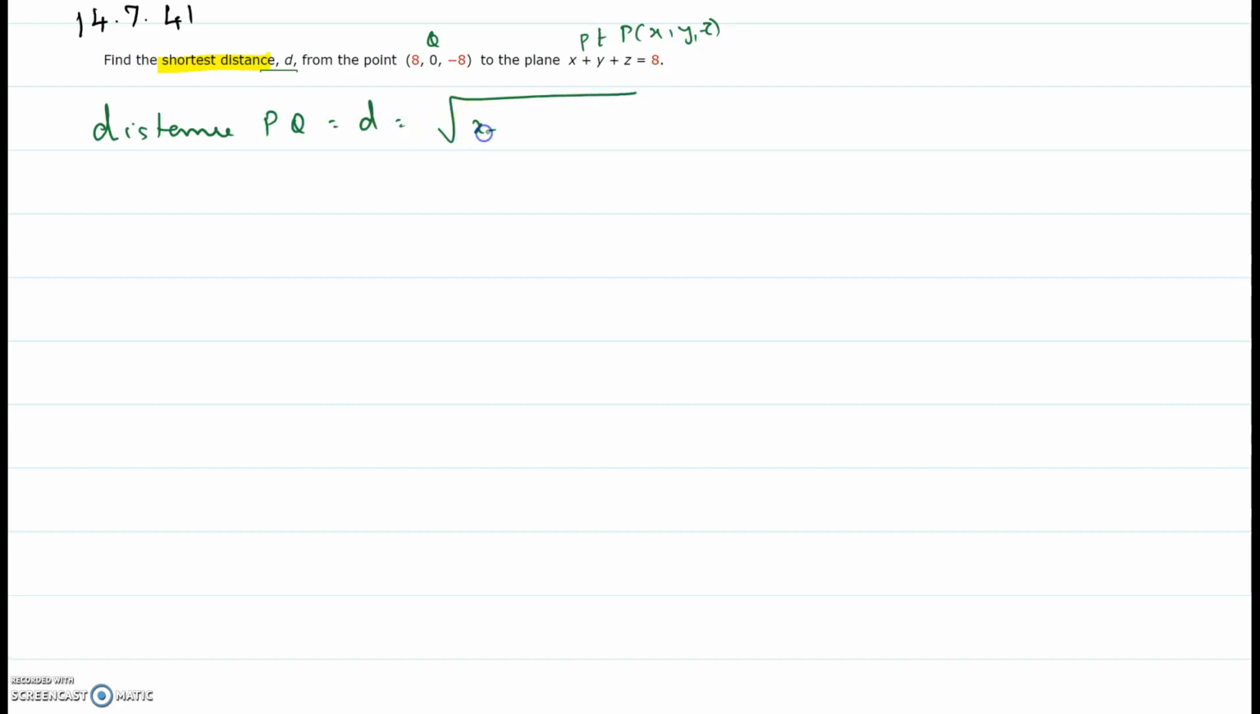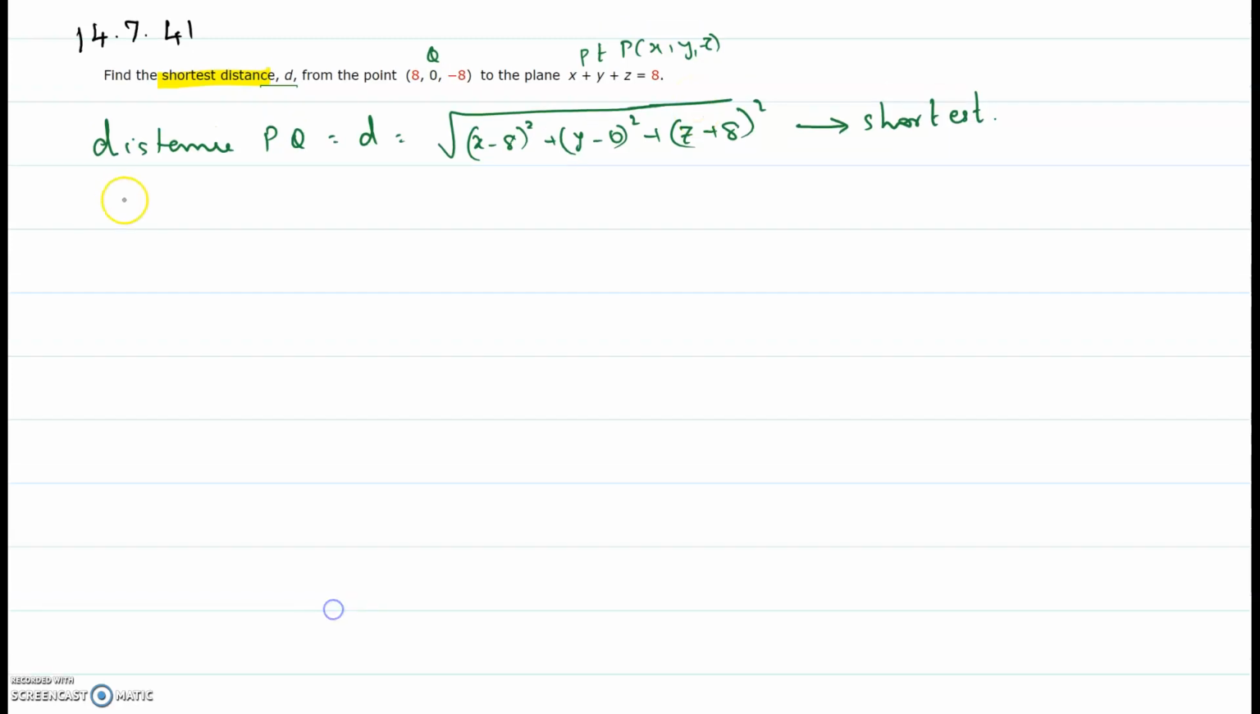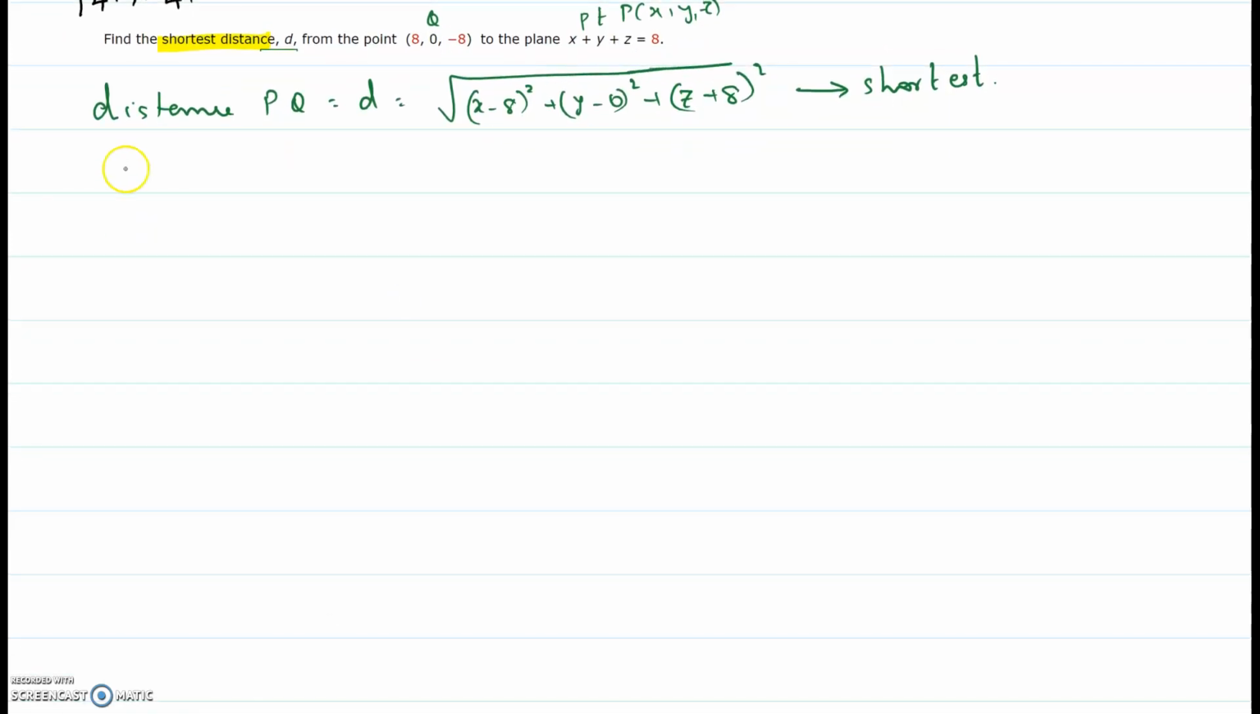square root of (x - 8) squared plus (y - 0) squared plus (z + 8) squared. And we want to make this the shortest distance, which means we are minimizing this function. Minimizing the D function is equivalent to minimizing the D squared function because we can avoid the square root symbol. So we will consider the square of this distance, which is (x - 8) squared plus y squared plus (z + 8) squared.